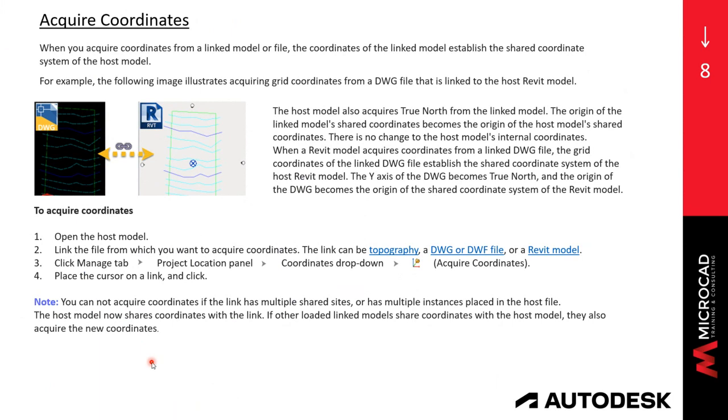One note, you cannot acquire coordinates if the link has multiple shared sites or has multiple instances placed. So if you create a Revit model that you want to share coordinates with, it needs to be a very clean Revit model that just contains that information. It cannot be overly crowded.